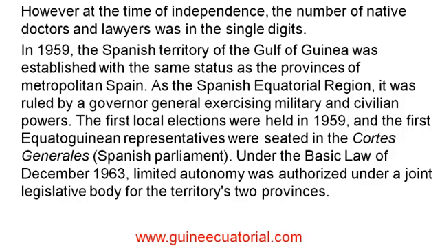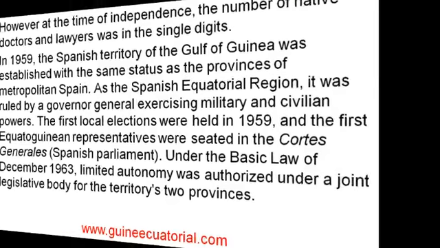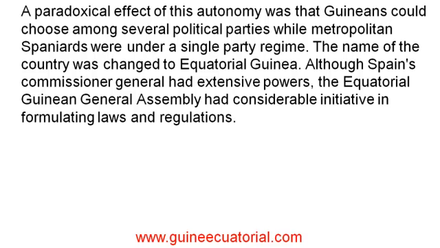Under the Basic Law of December 1963, limited autonomy was authorized under a joint legislative body for the territory's two provinces. A paradoxical effect of this autonomy was that Guineans could choose among several political parties while metropolitan Spaniards were under a single-party regime. The name of the country was changed to Equatorial Guinea. Although Spain's Commissioner General had extensive powers, the Equatorial Guinean General Assembly had considerable initiative in formulating laws and regulations.